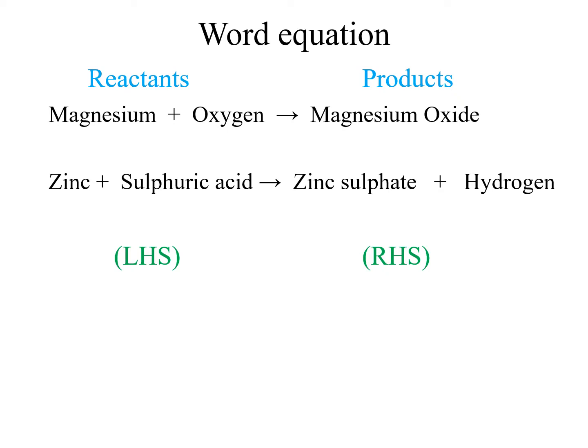As you can see, the reactants are written on the left hand side, that is LHS, with a plus sign between them. Similarly, the products are written on the right hand side, that is RHS, with a plus sign between them. The arrowhead points towards the products and shows the direction of the reaction.